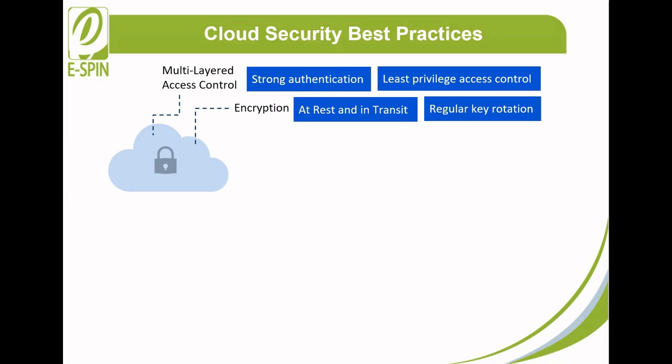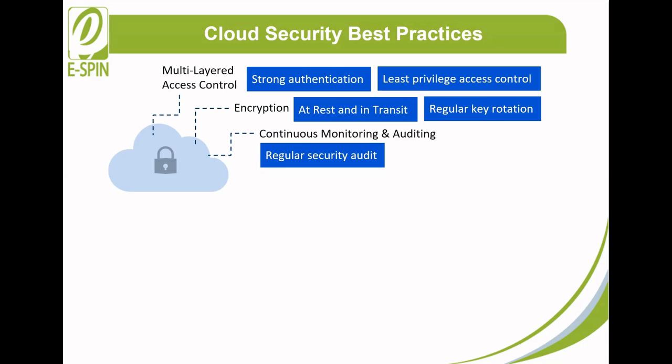Regular key rotation, never rely on static encryption keys. Implement a key rotation strategy by changing encryption keys regularly. This helps reduce the risk of compromised keys being used to decrypt sensitive data. 3. Continuous monitoring and auditing. Regular security audits. Schedule regular security audits of your cloud environment. These audits should assess your cloud infrastructure configurations, access controls, and security policies to identify and address any vulnerabilities.